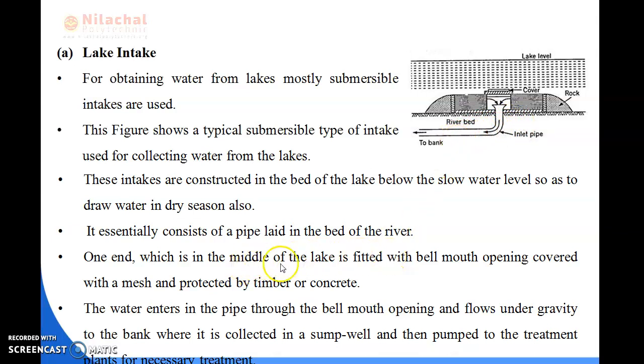One end of the pipe, in the middle of the lake, is fitted with a bell mouth opening covered with a mesh and protected by timber or concrete. The water enters the pipe through the bell mouth and flows under gravity to the bank, where it is collected in a sump well and then pumped to the treatment plants for necessary treatment.